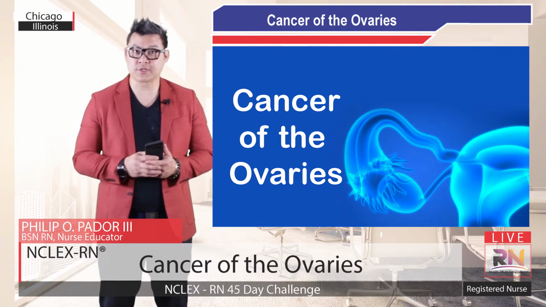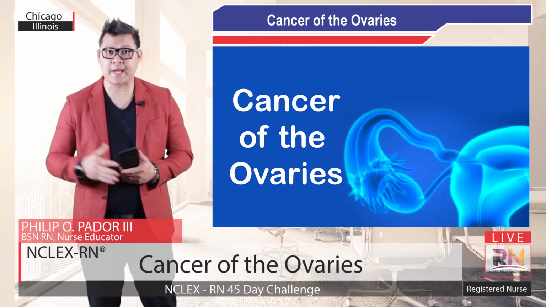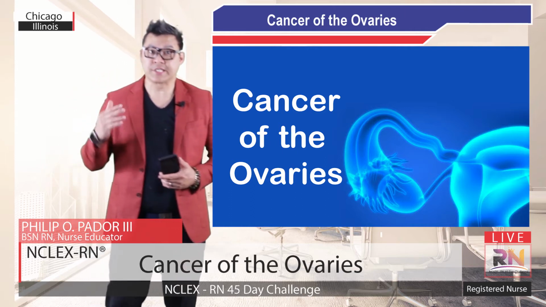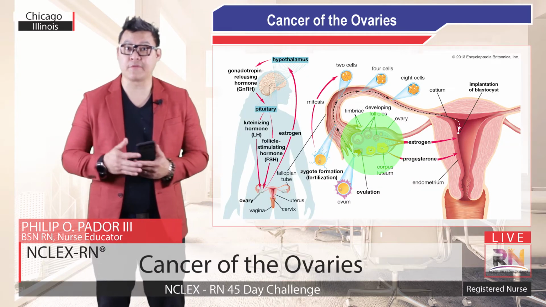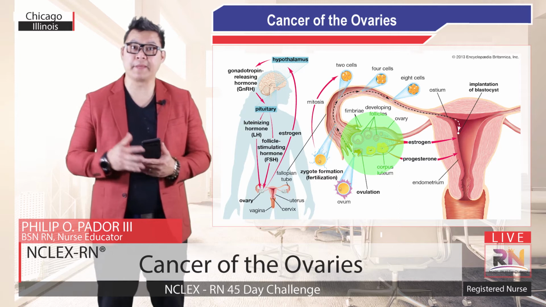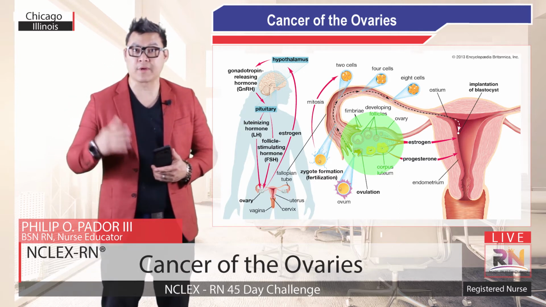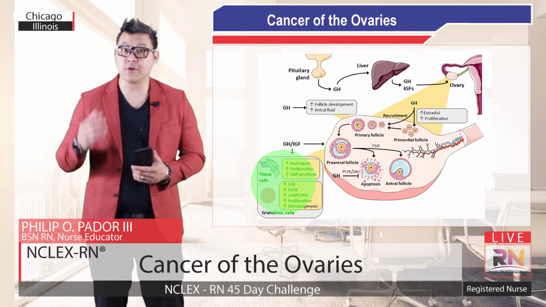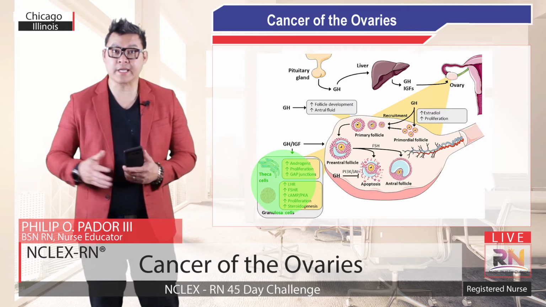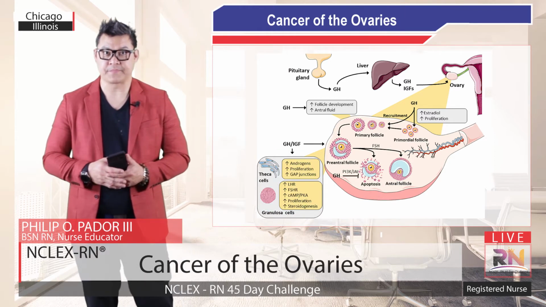So, a sex cord stromal ovarian cancer is a type of tumor that develops from either ovarian follicle cells or connective tissue cells. Each ovary has multiple follicles. Each follicle is made up of an oocyte, which is an immature egg, surrounded by two types of cells: theca cells and the granulosa cells. Granulosa and the theca cells work together to support the follicle development.